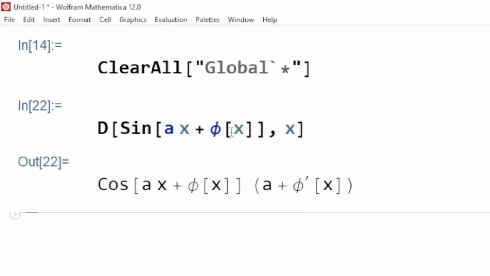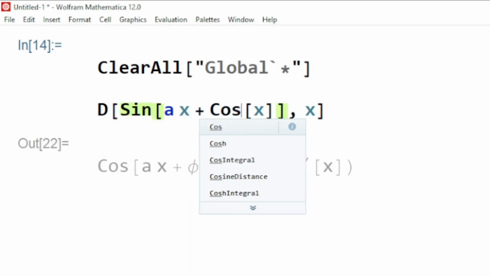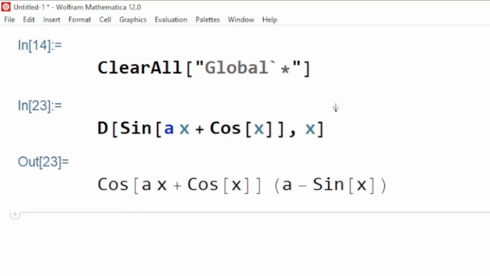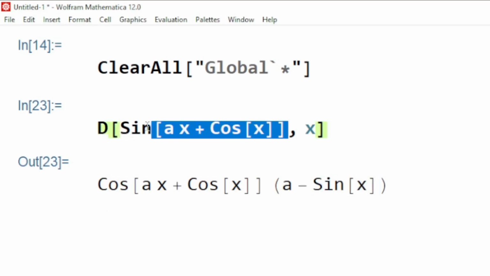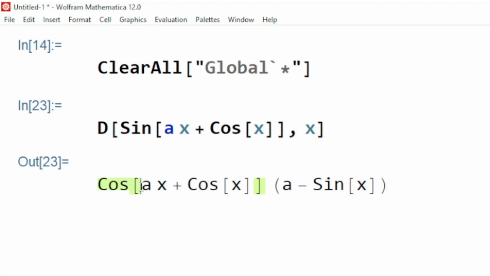If I specify the nature of this function, let me call this cos, and if I run it, instead of this prime, it should give me the derivative of cos, which is minus sine. You see, here I get minus sine of x. It gives me the derivative of this for the first time as this thing, because now I have cos inside the argument of sine, and then differentiating the argument, this gives me a, and this thing gives me minus sine, which I get like this.